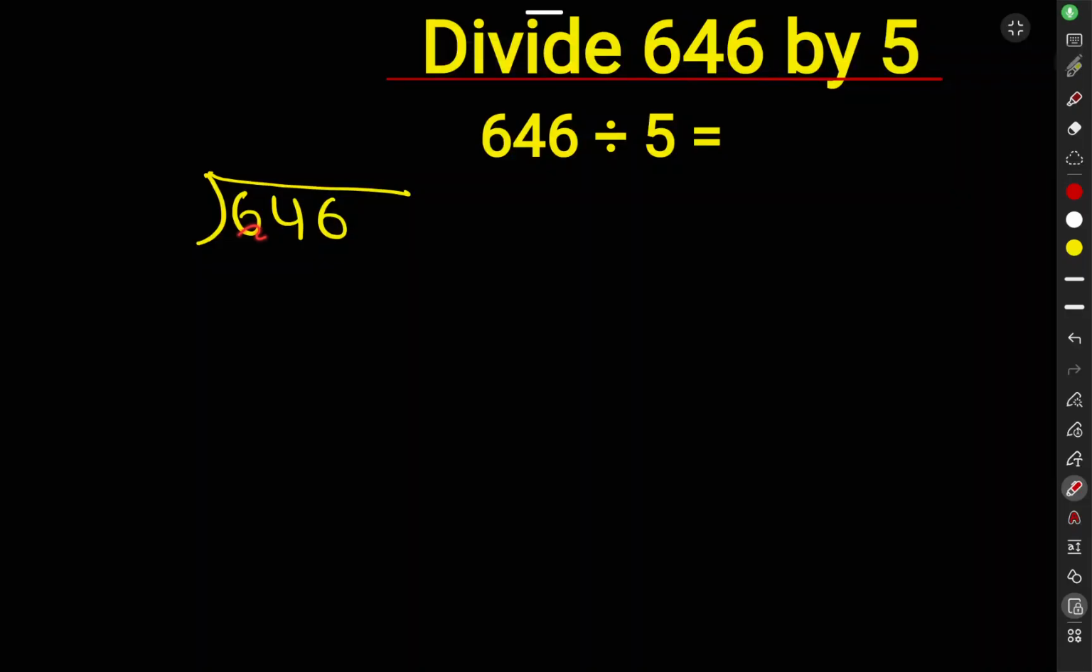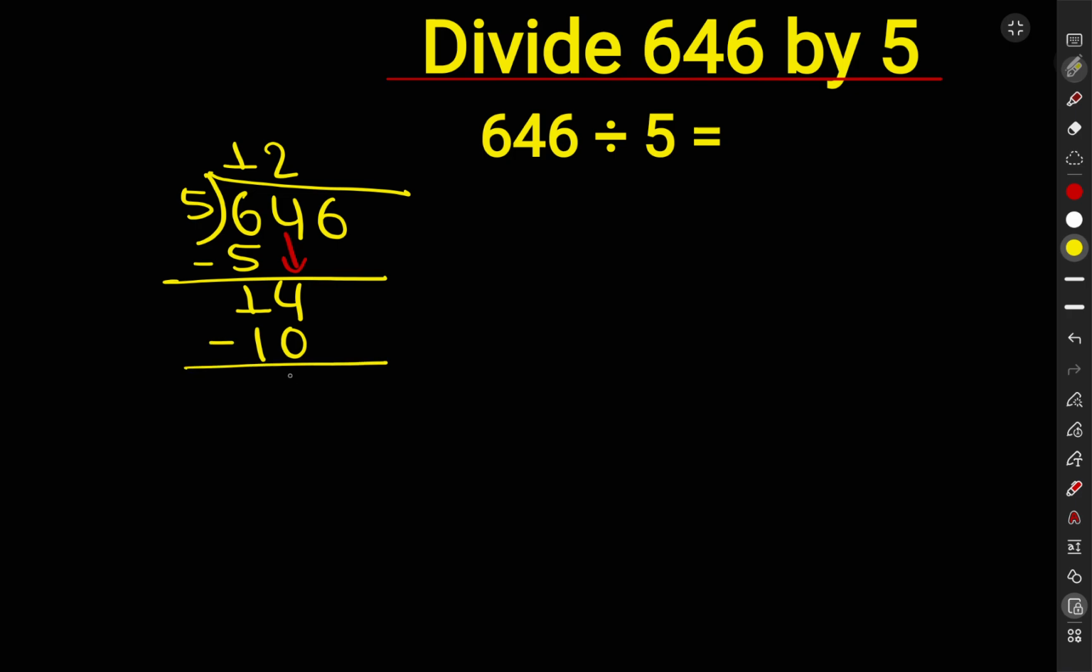If we divide 646 by 5 in a long division method, 5 times 1 is 5. On subtracting, we get 1. So again we put down this 4 and it is 14. 5 times 2 is 10. On subtracting, we get 4.